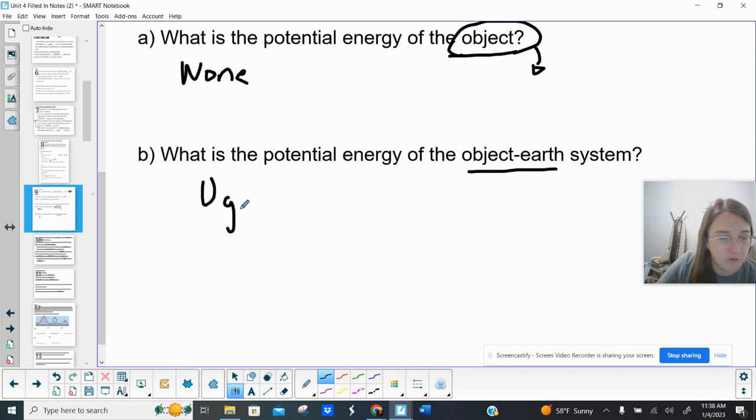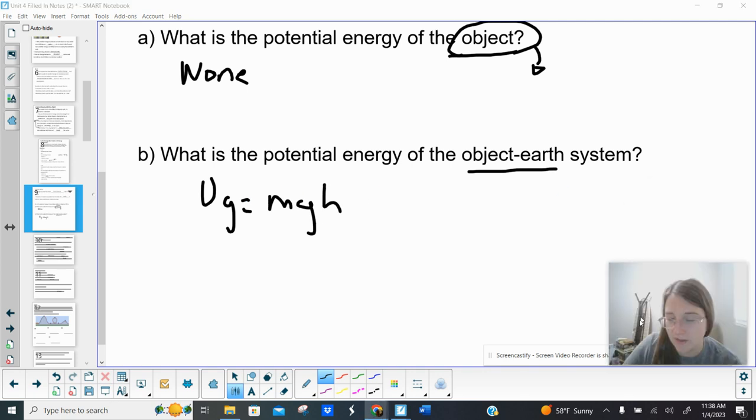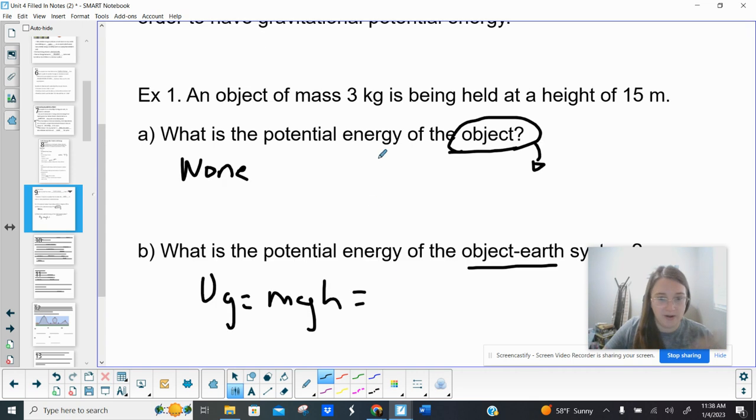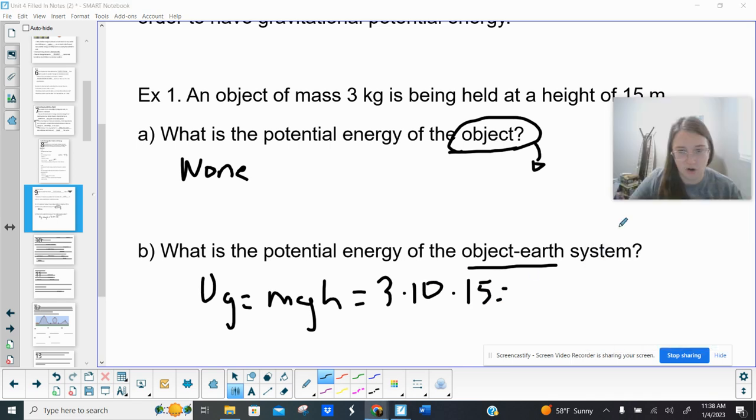So once again, we have the formula here. This is the basic formula. Mass times gravity times height. Excuse my terrible handwriting. So gravity is just 10, right? So the mass is 3. Gravity is 10, and my height is 15. So what is this? 30 times 15.